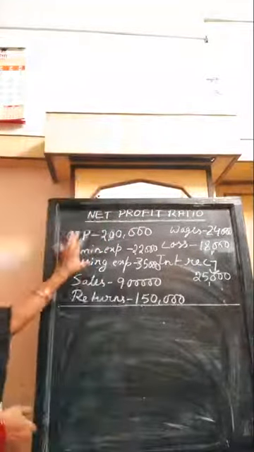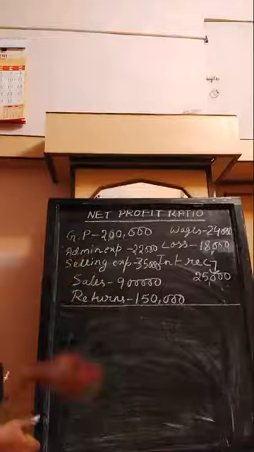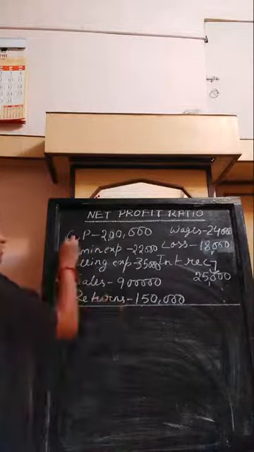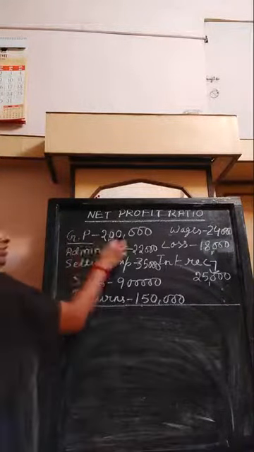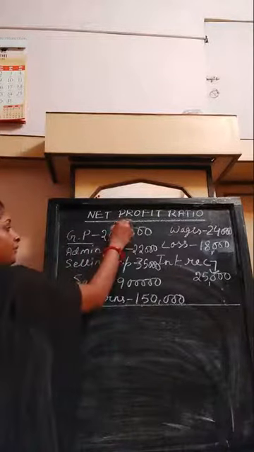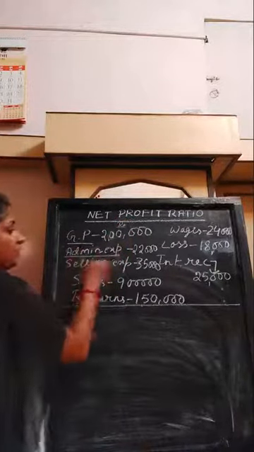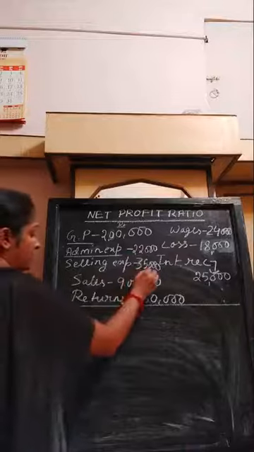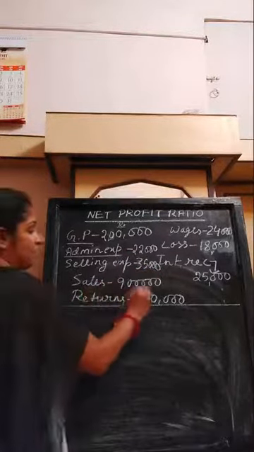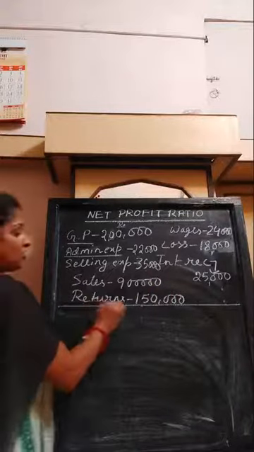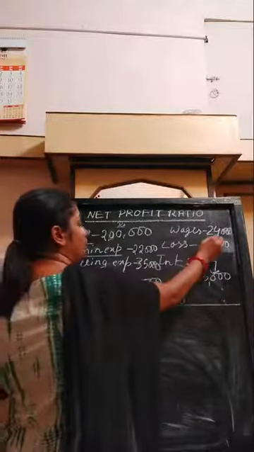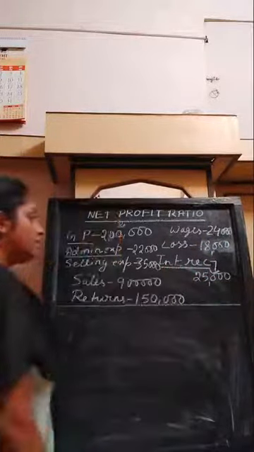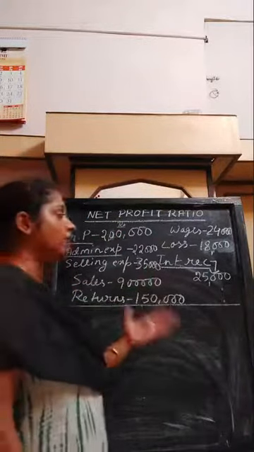See, here I have given you one sum of net profit ratio. Through this sum you have to solve the net profit ratio. Here GP is given. See the items carefully one by one. The gross profit is given, rupees 2 lakh. The administrative expense is also given, rupees 22,000. Selling and distribution expense is given 35,000. Sales of the company is 9 lakh. Sales returns of the company is 1,50,000. Wages 24,000. Loss 18,000. And interest received is 25,000. These are the items which are given in this sum.